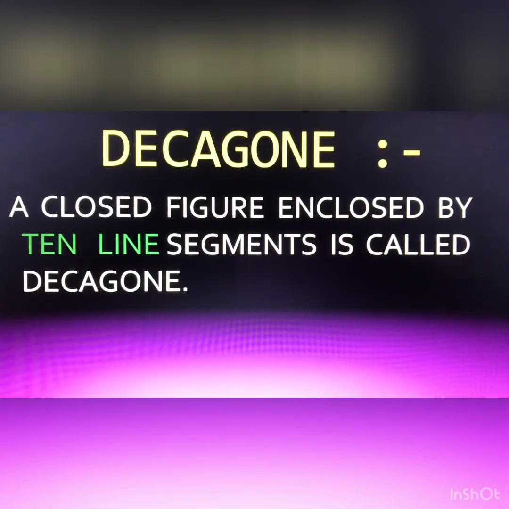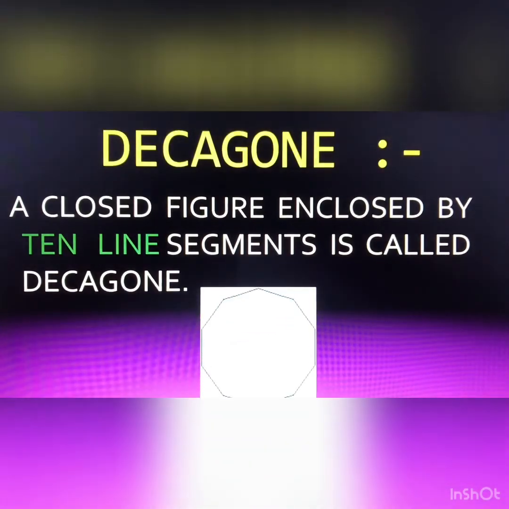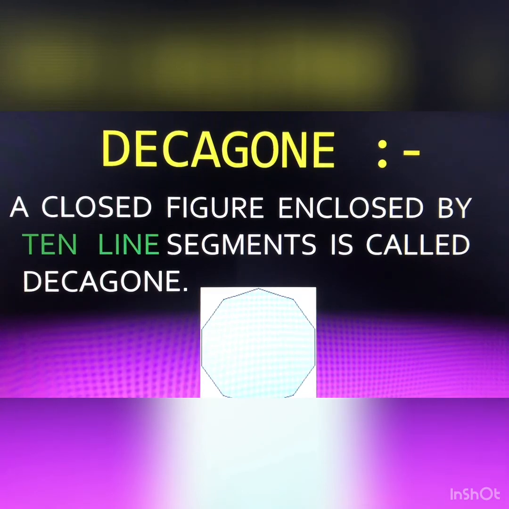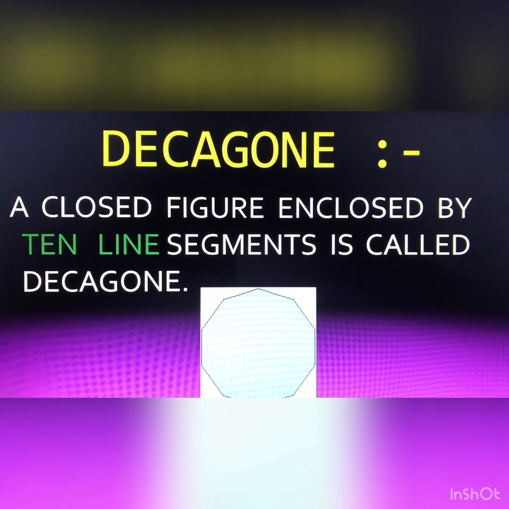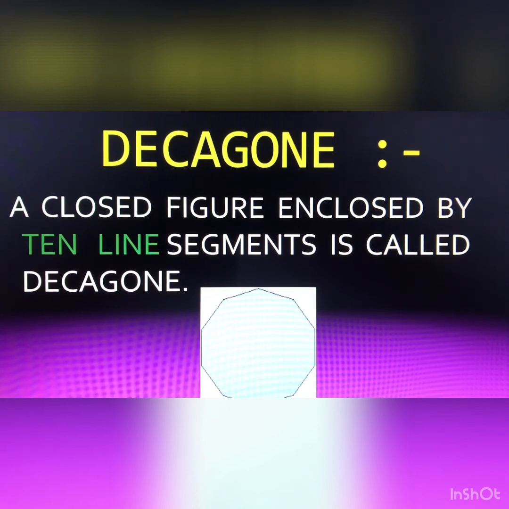Now decagon. What do you mean by decagon? A closed figure enclosed by 10 line segments is called a decagon. So here you can see that this is a geometrical shape enclosed by 10 line segments, and all 10 line segments are equal. Therefore this is a regular decagon. All shapes which have equal sides are known as regular polygons.